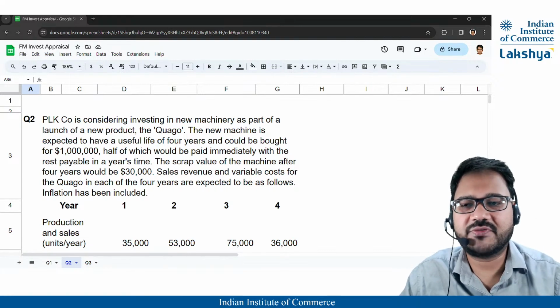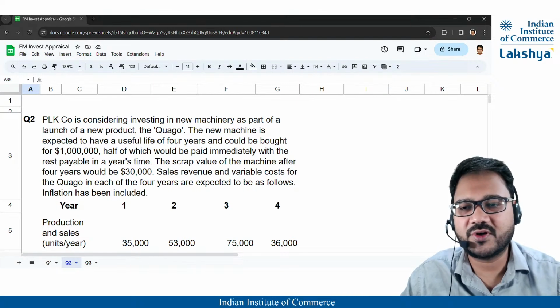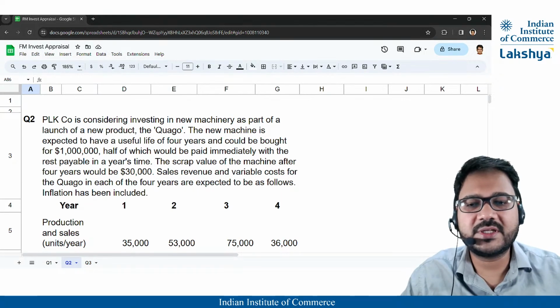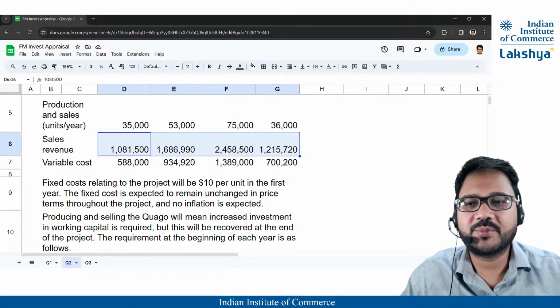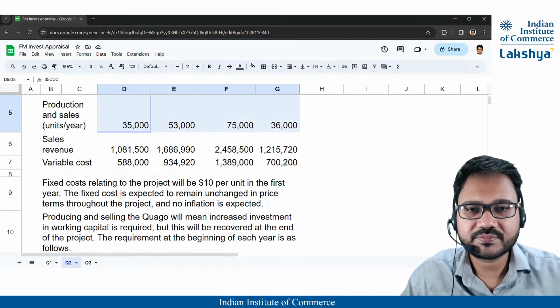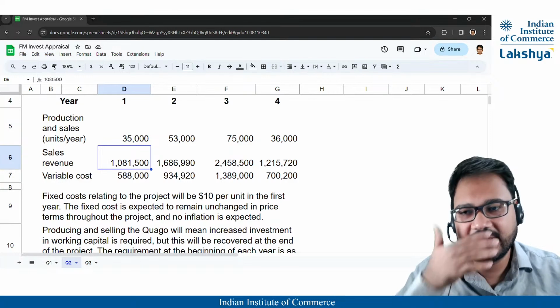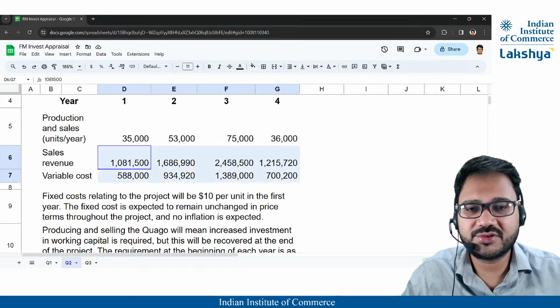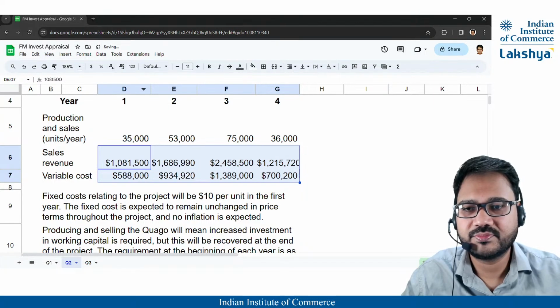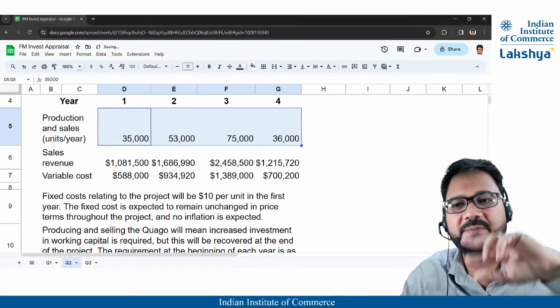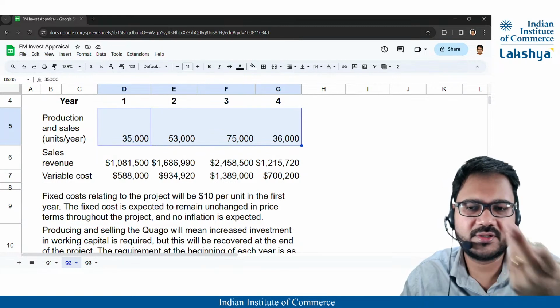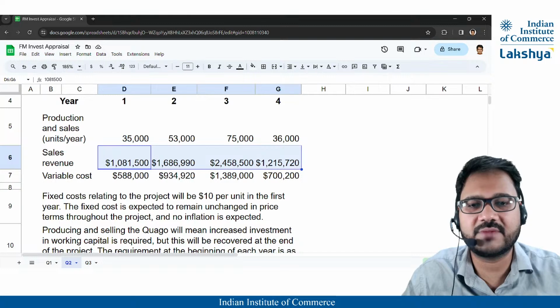The scrap value of the machine after 4 years would be $30,000. The sales revenue and variable costs for Quago in each of the 4 years are expected to be as follows. So scrap has been given as 30,000. Now sales and variable costs are given over here, along with production and sales units per year. Okay, this is not per unit cost. This is straight dollars. This should actually be written as dollars. Okay, these are units. So unlike the previous question where we multiplied units into selling price per unit, here we do not need it because we have the sales directly given.